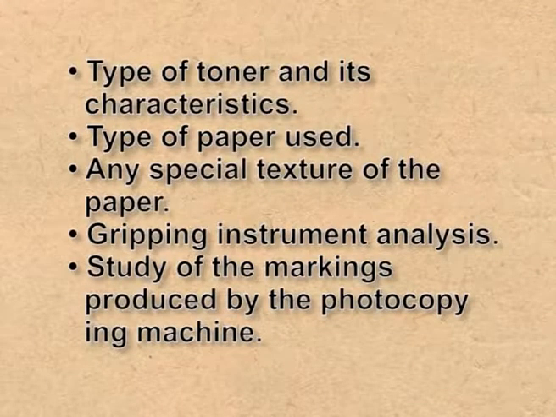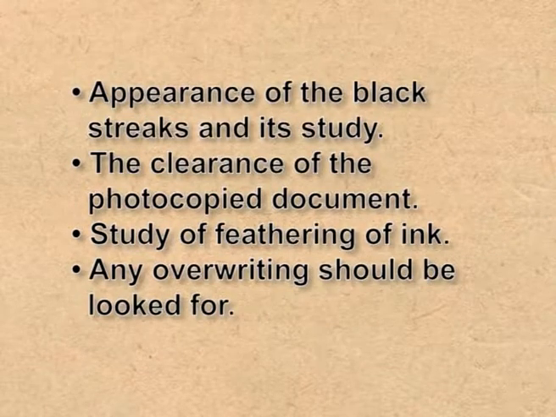Next, how examination of photocopied documents is done. The characteristics which should be studied during analysis of photocopied documents comprise the type of toner and its characteristics, type of paper used, any special texture of the paper, gripping instrument analysis, a study of the markings produced by the photocopying machine, appearance of black streaks and its study, the clearance of the photocopied document, study of feathering of ink, and any overwriting should be looked for.